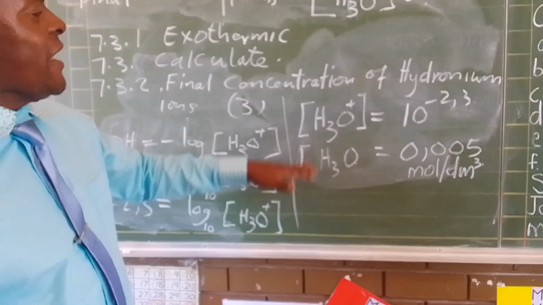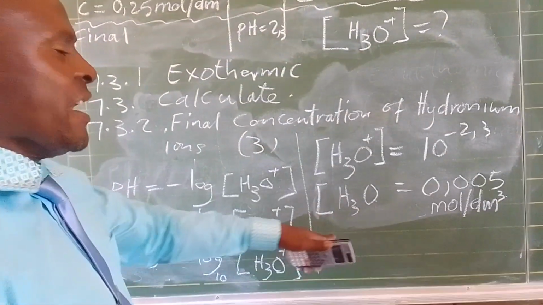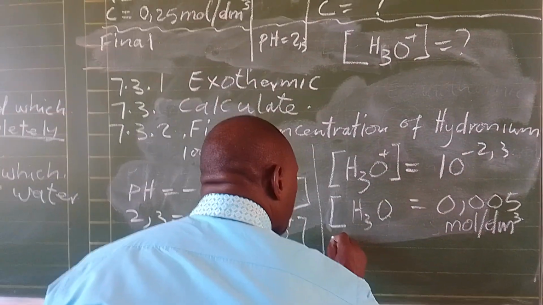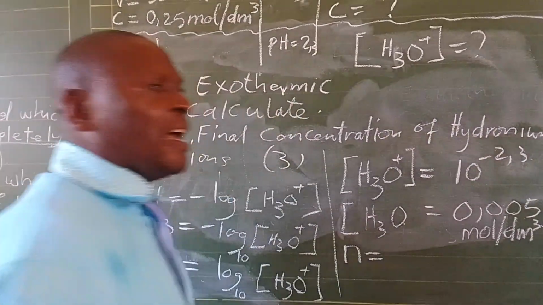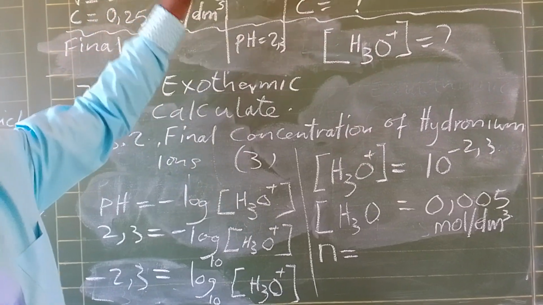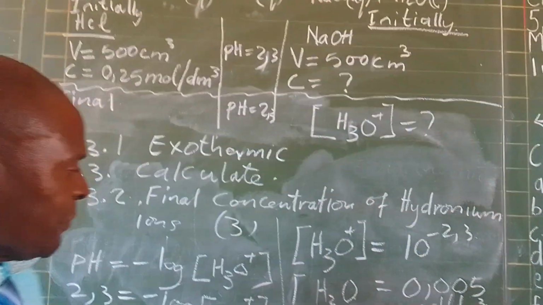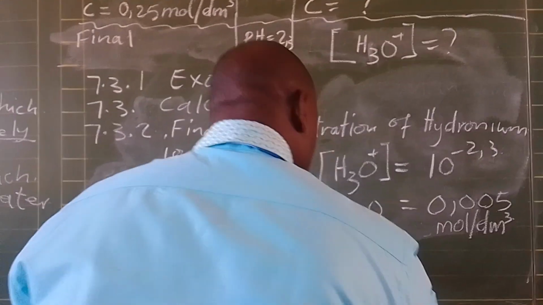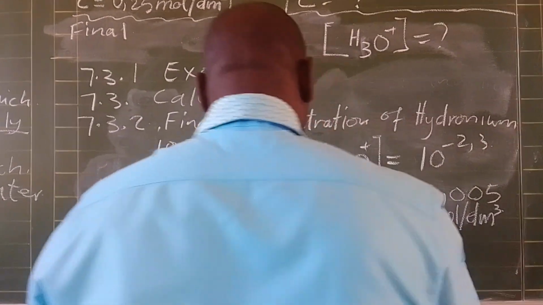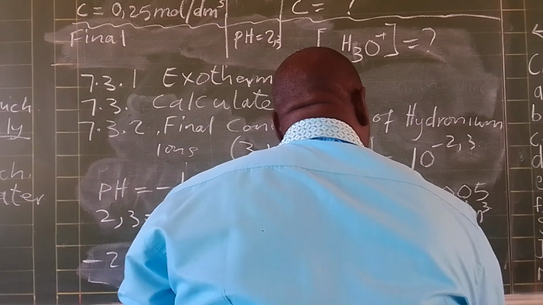Before we go any further, this is in the final. Let's check the number of moles of the final. Remember we're talking about everything, the volume is 500 and 500. So here the number of moles is equal to C times V.